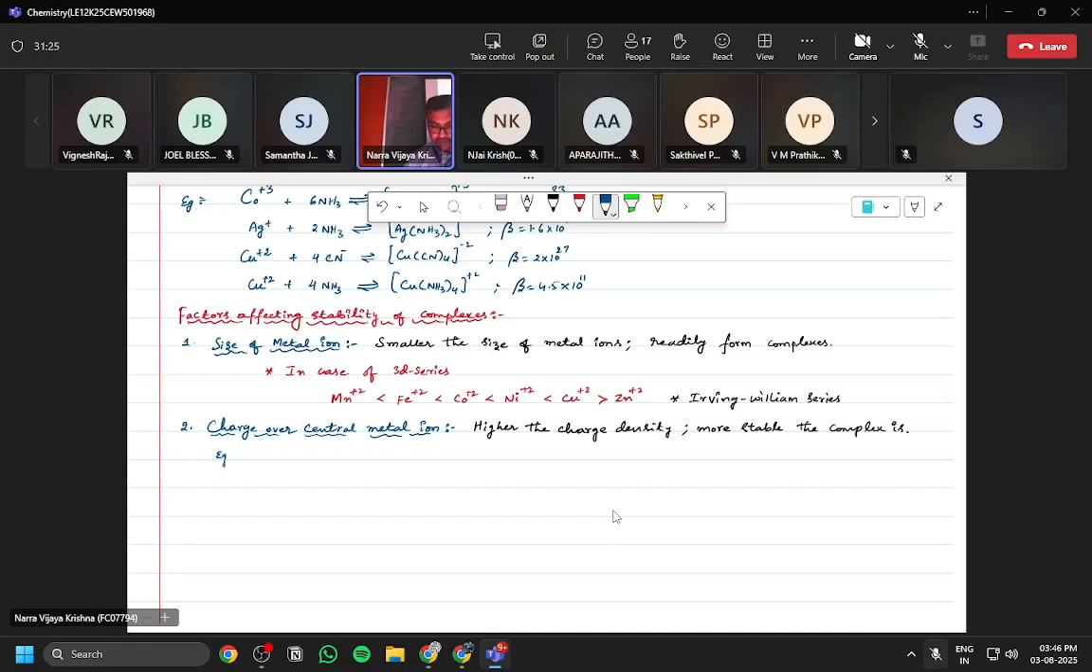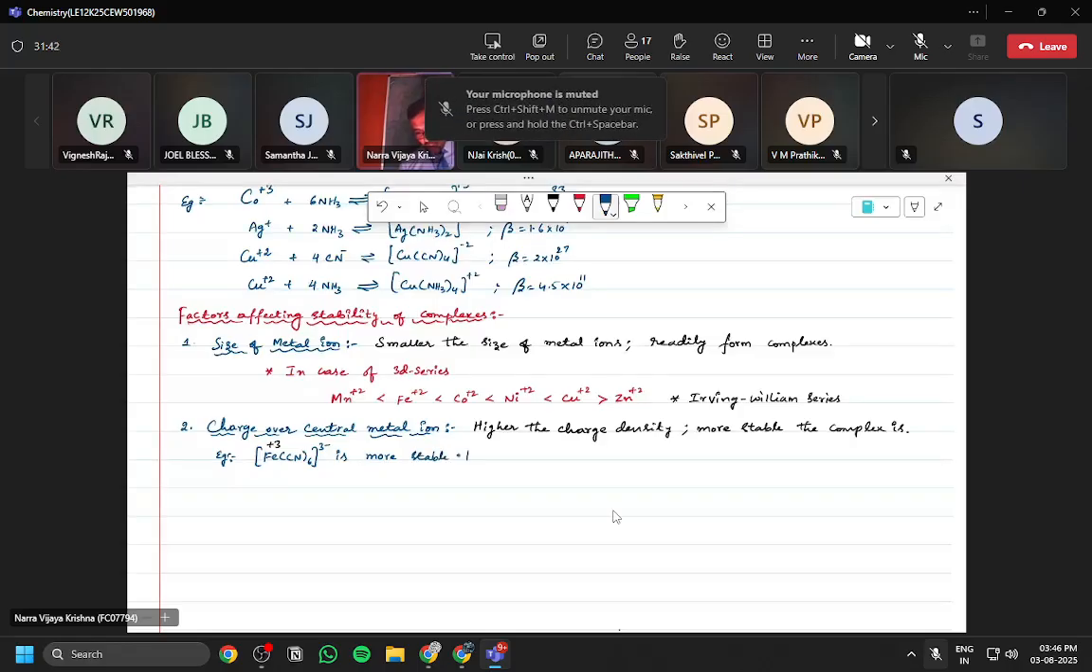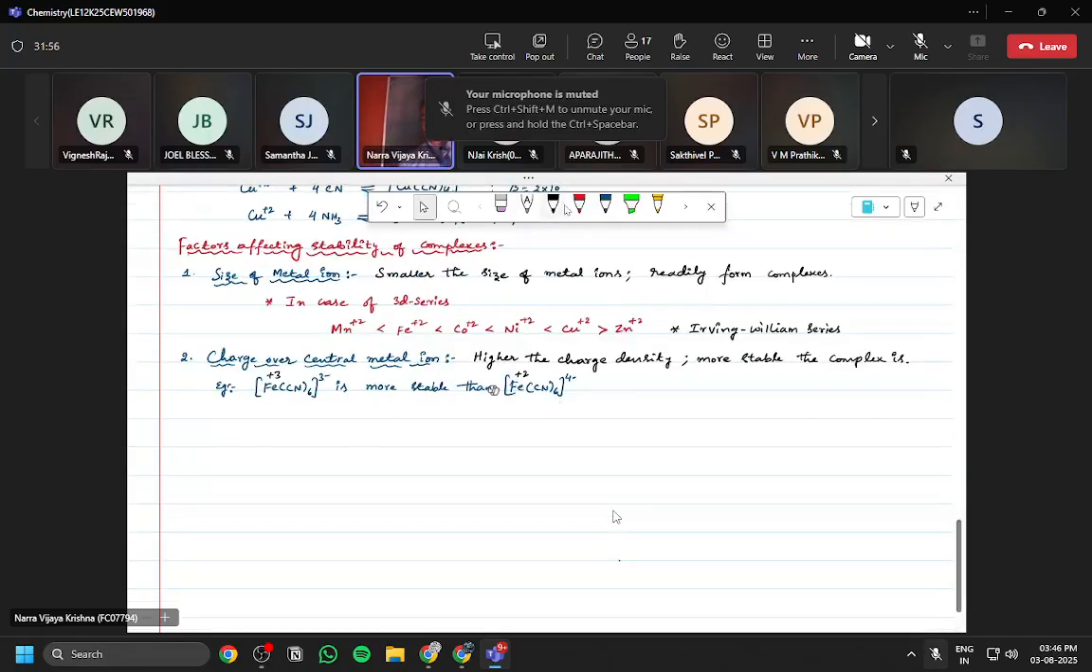Example, [Fe(CN)6]3-. What is the charge of the central metal? Plus 3, which is more stable than [Fe(CN)6]4-. Here iron is in plus 2. Same ligands. This is point number 2.